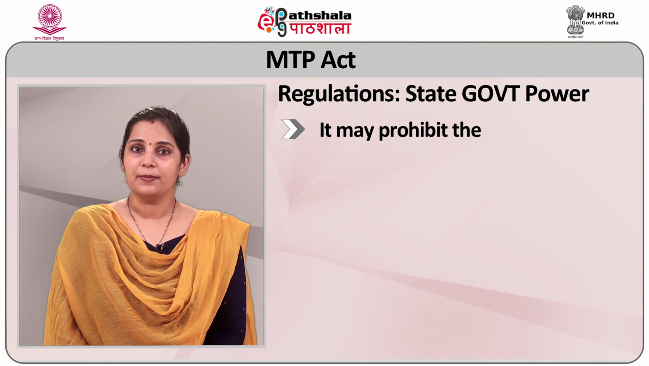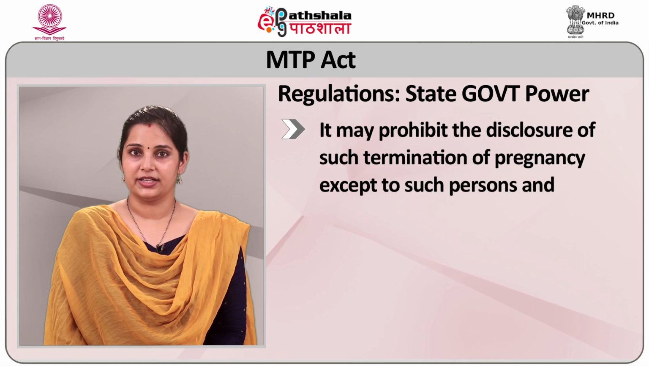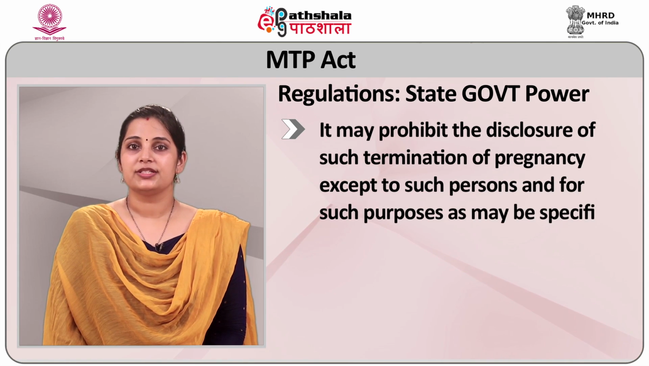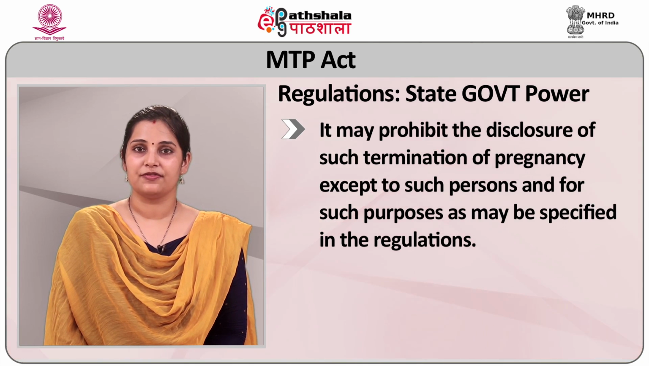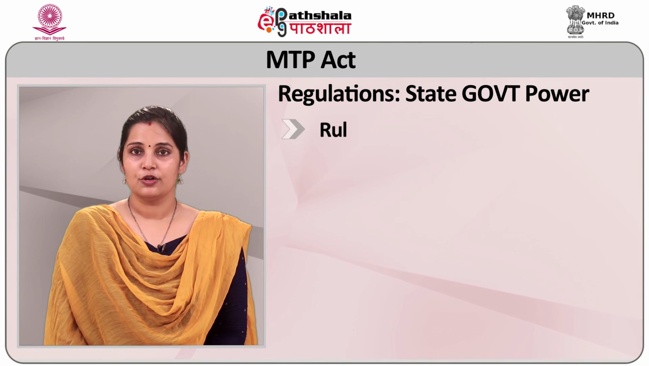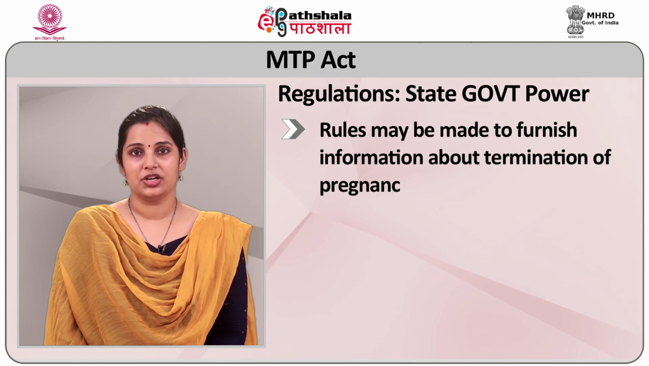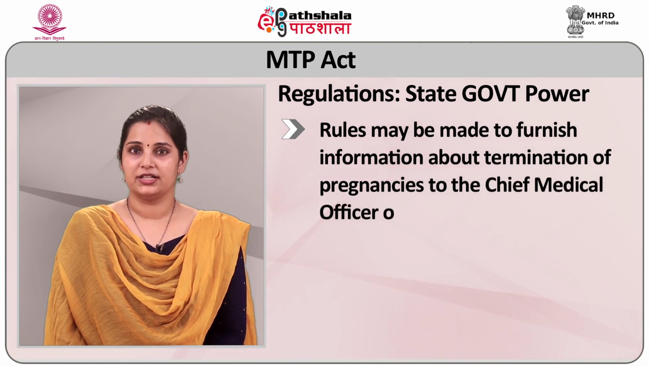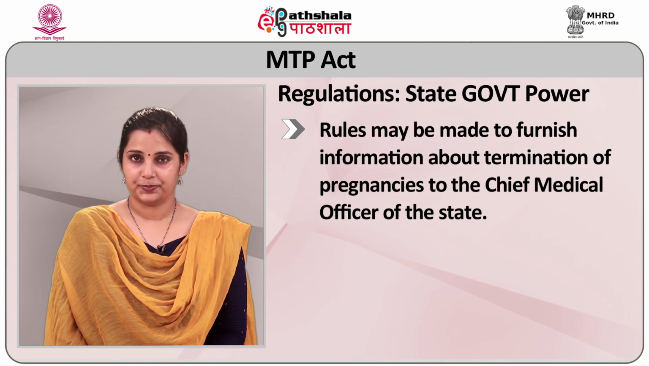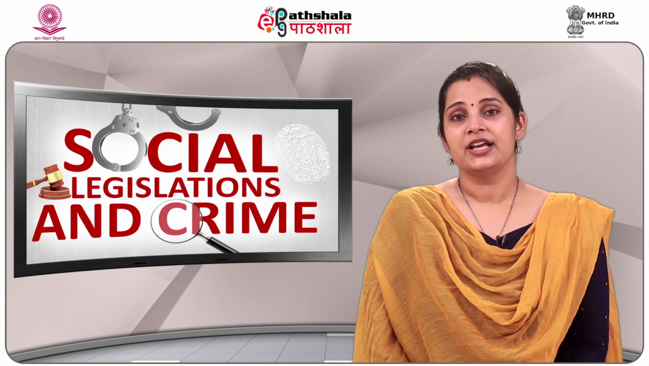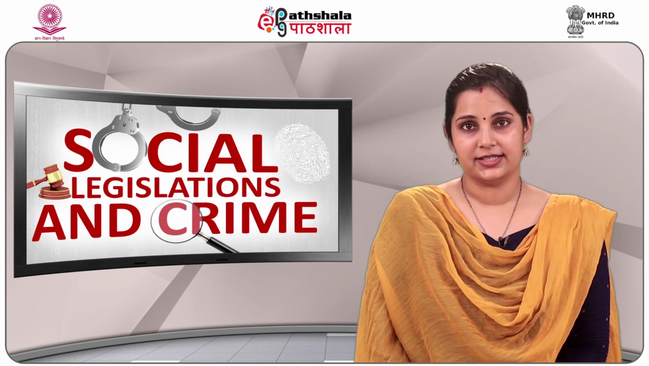Thirdly, it may prohibit the disclosure of such termination of pregnancy except to such persons and for such purposes as may be specified in the regulations. Fourthly, rules may be made to furnish information about termination of pregnancies to the Chief Medical Officer of the state. Apart from that, the Act also makes provisions for certain immunities under it.